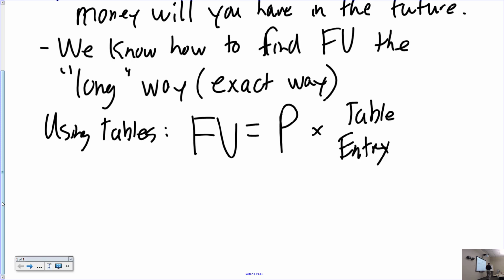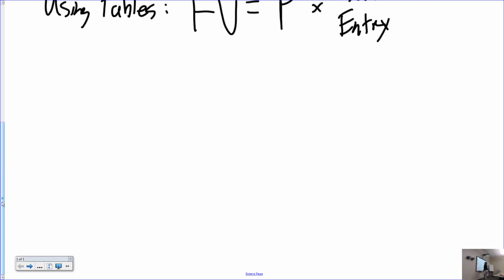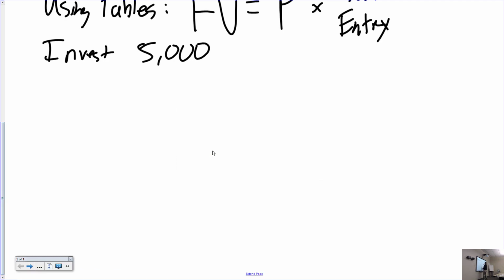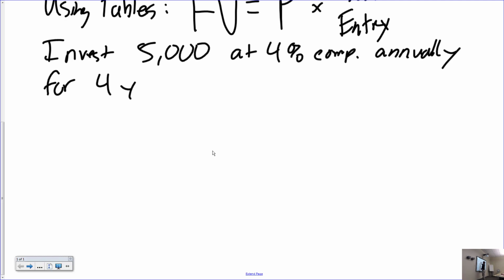So, that first example, what was our first example that we did last time when we did it the long way? What did we do? We invested $5,000 at 4% compounded annually for 4 years. How much will we have?